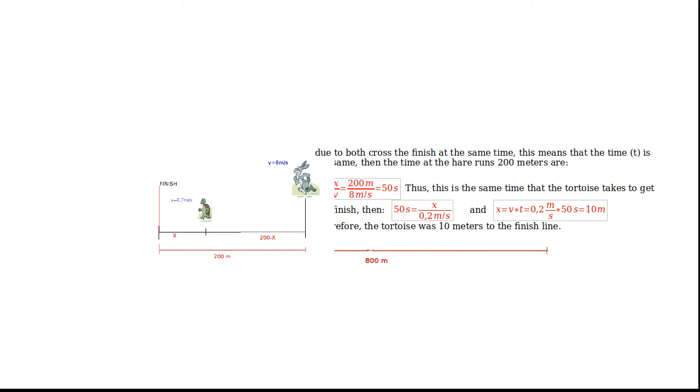And this is the same time that the tortoise takes to get to the finish. Then 0.2 meters per second times 50 seconds is equal to 10 meters. This is the distance that the tortoise still has to run when the hare resumes the race.